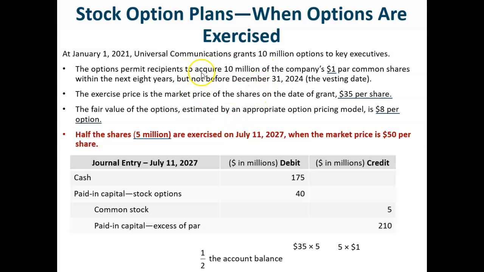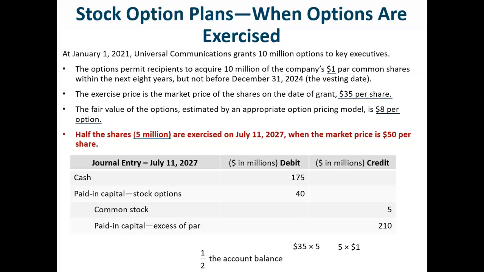Let's look at the original terms of the option. Recipients are allowed to acquire 10 million shares of the company's $1 par value common stock within 8 years following the January 1st, 2021 grant date. The exercise price of the shares is $35 per share.